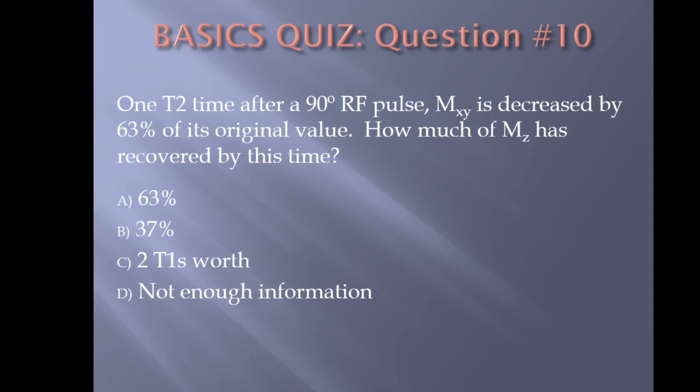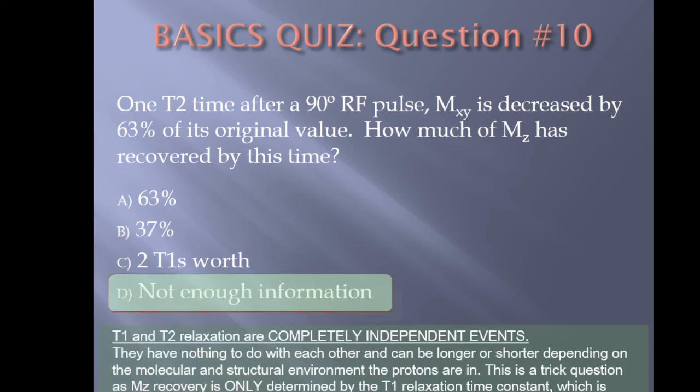One T2 time after a 90-degree RF pulse, MXY has decreased by 63% of its original value, by definition. How much of MZ is recovered by this time? 63%, 37%, 2 T1s worth, or not enough information? D, yes, I'm so proud of you guys.